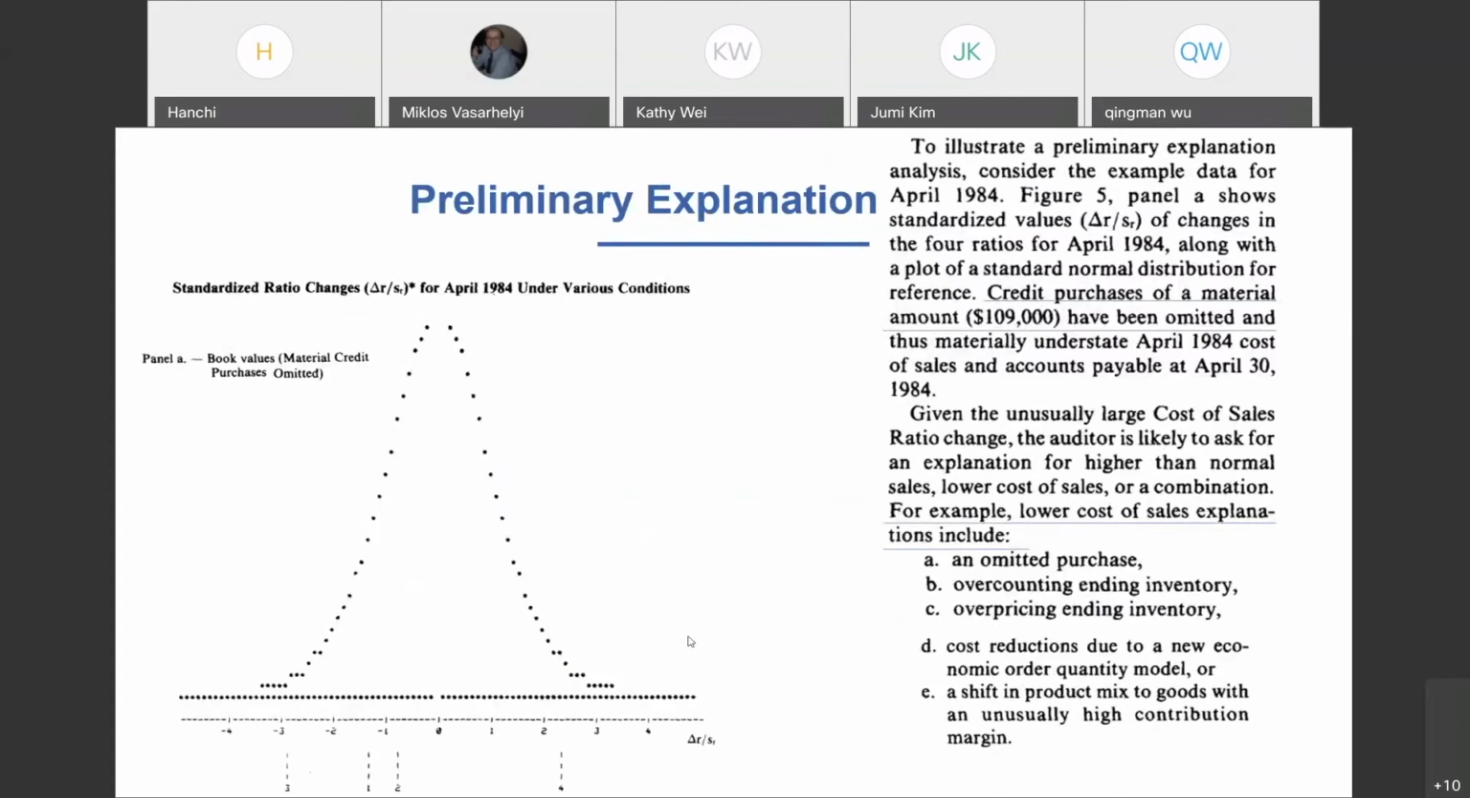To have a better understanding of this, we can use an example. Here is an example where a credit purchase of a material amount has been omitted. And we use our experience to find that lower cost of sales explanations include omitted purchase, over-counting ending inventory, overpricing ending inventory, and cost reduction due to a new economic order quantity or a shift in product mix to goods with an unusually high contribution margin.